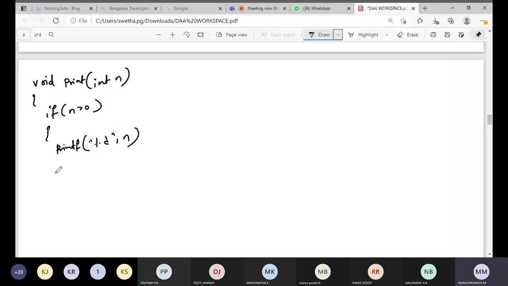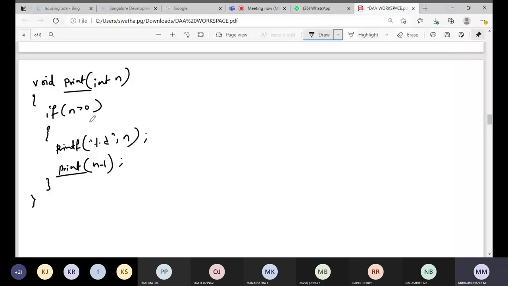n, and again we'll call this same print of n minus 1, right? See here, we are having a recursive function. Okay, you can just see. Print is a function we are having. Again, here also I'm having a function called print. So from within that, it is calling that one, right? You can just see here. Within this, it is calling this one. So it is a recursive algorithm.